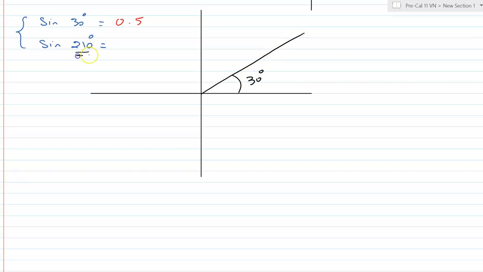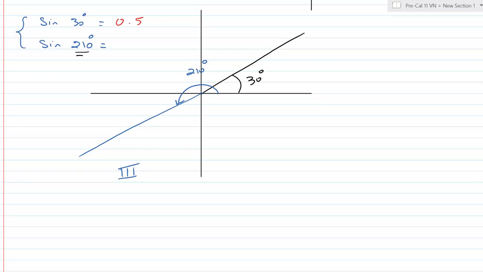Where is 210 degrees? 210 degrees is in the third quadrant. This is the third quadrant right there. So I am going to draw 180 plus 30, that's an approximation. It's not exact, but that's what that is. And this is the standard position angle, 210 degrees. Great. Now, what is the reference angle to the 210 degrees?